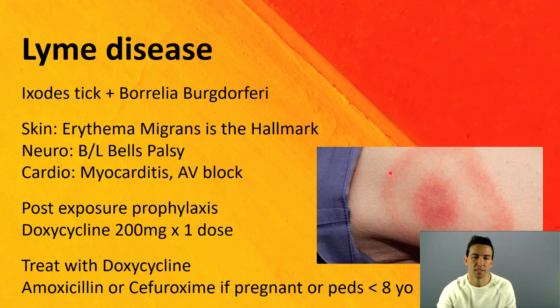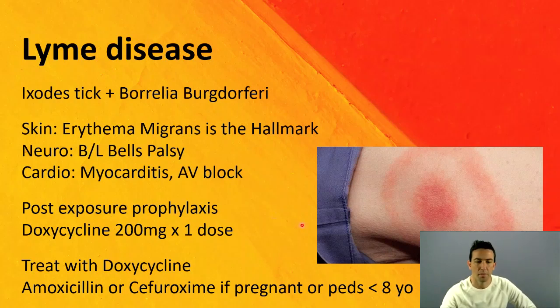Neurologically, it is the infection that causes that bilateral Bell's palsy, which does seem to make its way into a lot of question stems. Cardio, it can cause myocarditis, it can cause AV blocks. If it was someone who was exposed to it, it's doxycycline, just a one-time dose. Otherwise, you're looking to treat with doxycycline, and sometimes they throw a curveball, like, well, what if they're pregnant? What if it's a pediatric patient, in which case it'd be amoxicillin or cefuroxime to avoid the side effects of doxycycline in those patient populations.